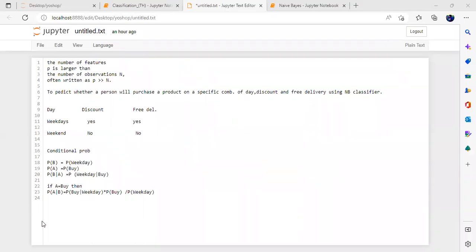So this is our conditional probability. This is the probability of B, your big day, which is weekdays, if your day is Monday to Friday. And probability of A is if people buy, and this is the probability of B given A, meaning probability of weekday and buy together. Means will people buy it or not on a weekday? So as you can see from the table, this is your table.